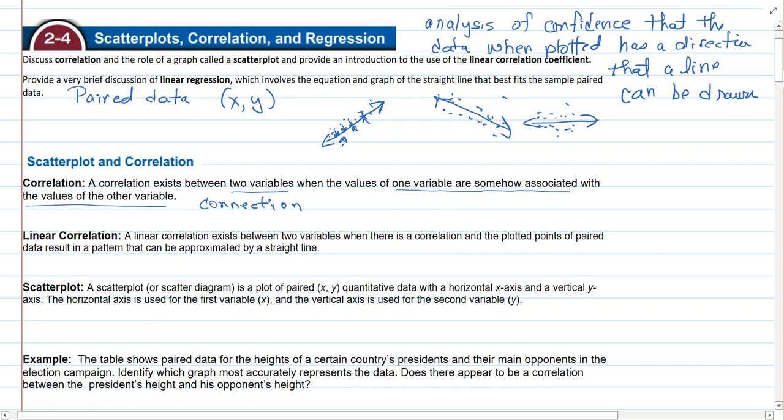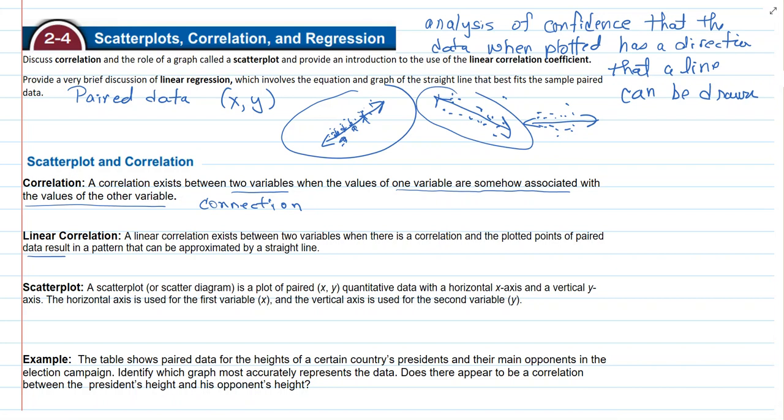A linear correlation exists between two variables when there is a correlation and the plotted points of paired data, like I drew up here, follow a line. This is a linear correlation. A correlation just means an observation of data going or trending towards some part. A scatter plot or scatter diagram is a plot of the paired x-y quantitative data with a horizontal x axis and a vertical y axis, and each one of them states a position.